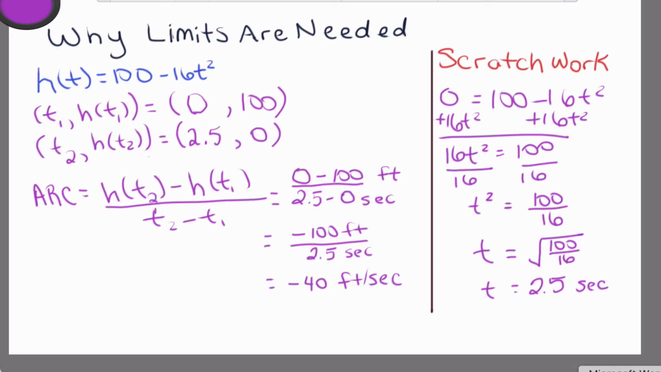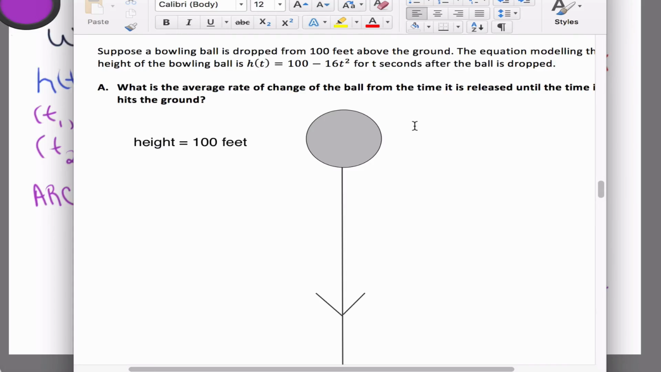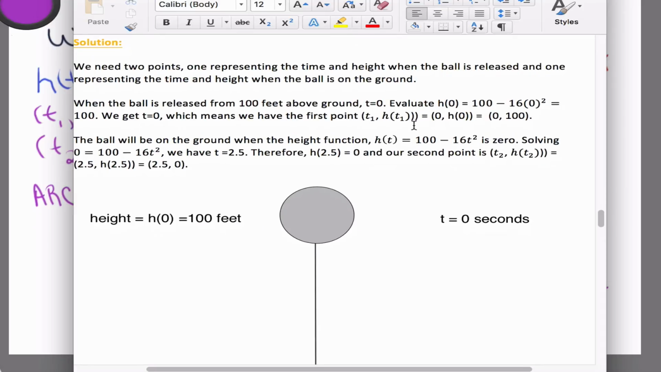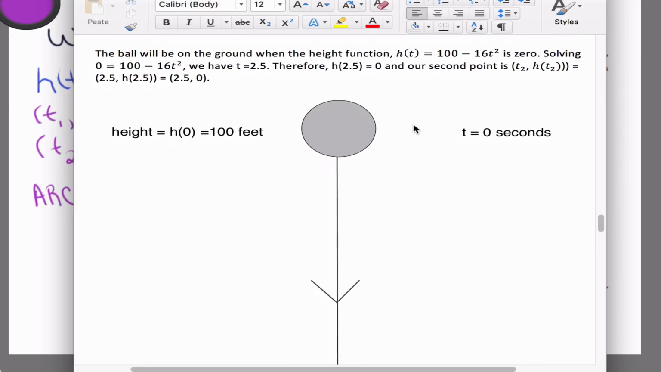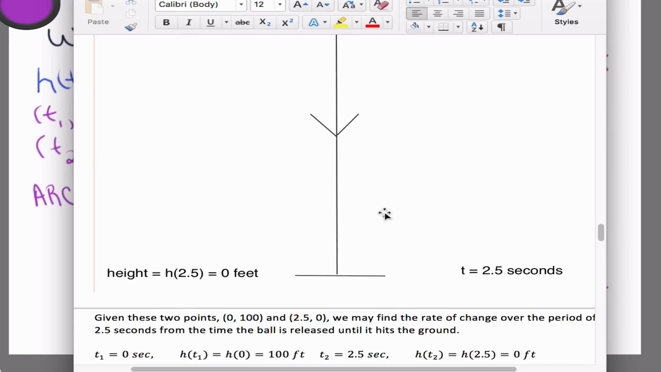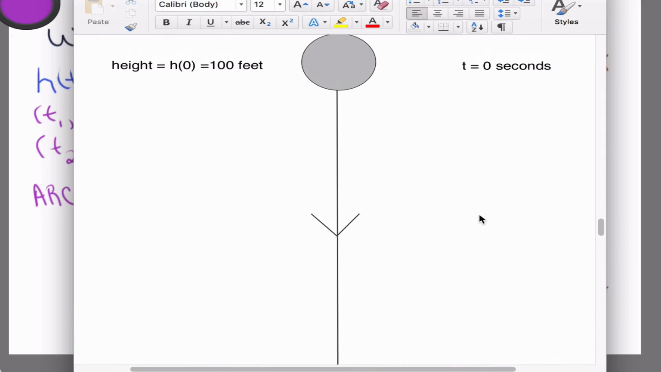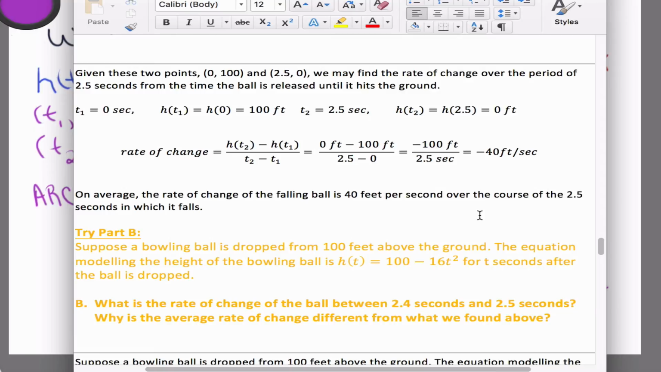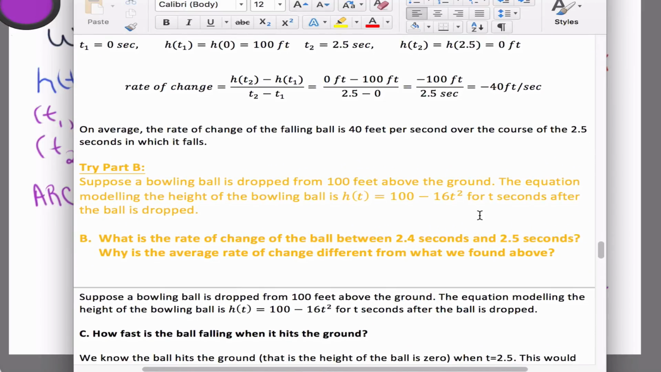So let's go back and look at that problem again. All right, so we found out that when we found those 2 points, we used the point when the bowling ball was 100 feet above the ground and t was 0 seconds. That's what we found in our scratch work. And then we found out that the ball was on the ground at 2.5 seconds. So over the course of those 2.5 seconds, that bowling ball is falling at 40 feet per second. 40 feet per second over the course of 2.5 seconds that it fell.